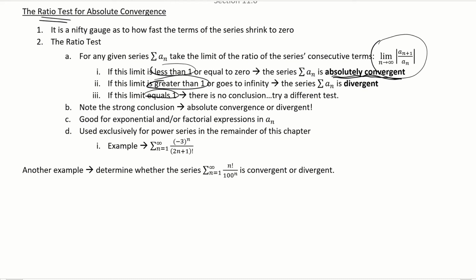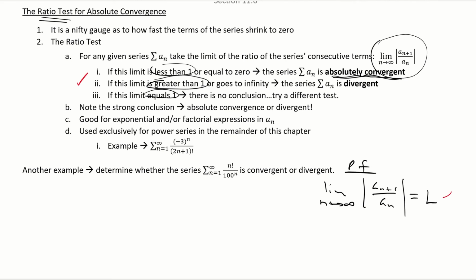Let's do a quick look at the proof of this thing. The limit as n goes to infinity of the absolute value of a_(n+1) over a_n. He puts the (n+1)st term on top of the nth term. And let's say we get some sort of limit. Now, there are different cases, as you can see here. Let's do the case where it converges and we get less than 1.